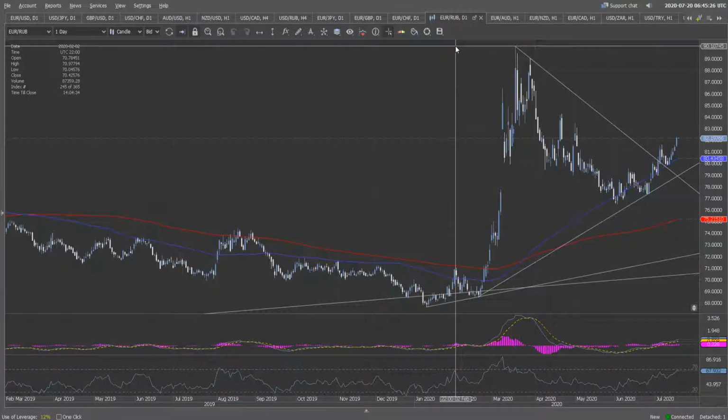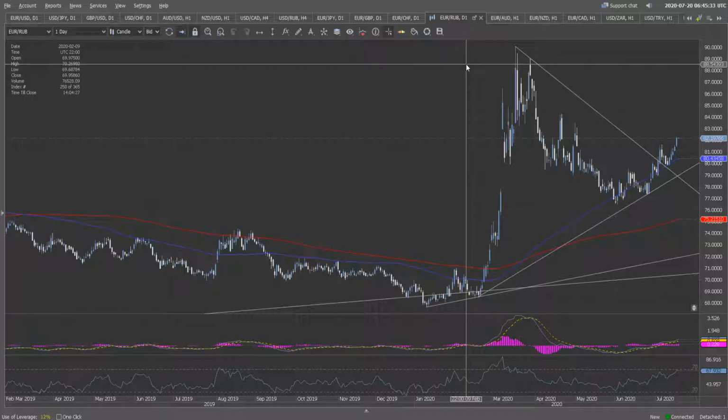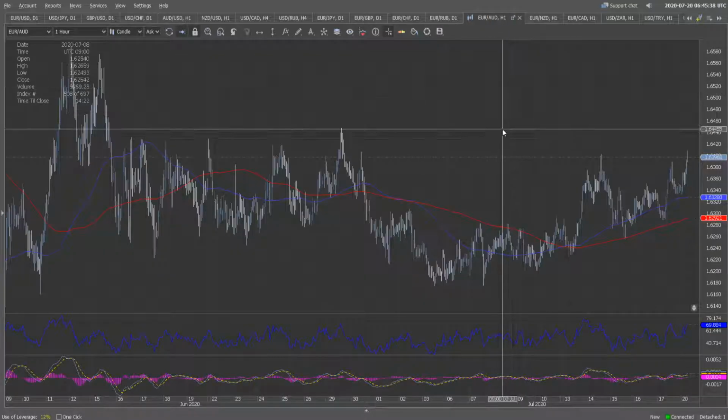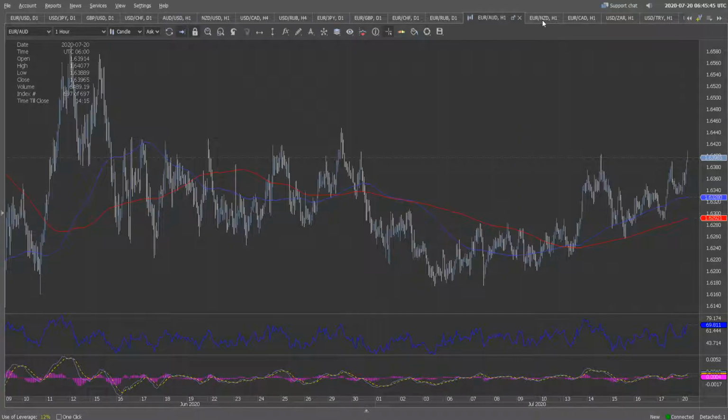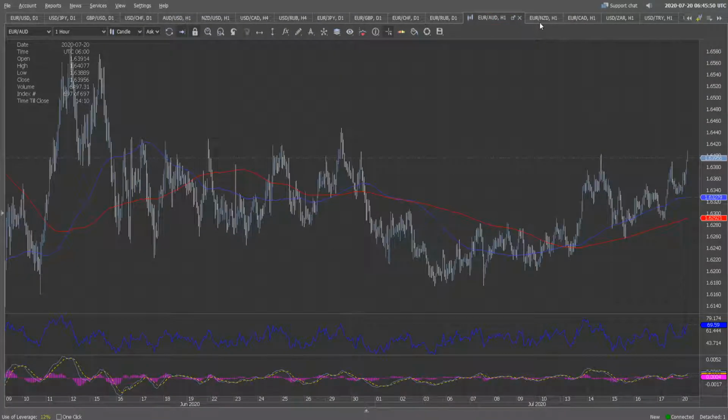Euro dollar, euro ruble. In 15 minutes or so the Russian market will open, so probably it's not the right time to speak about it. Let's see the situation in the Euro Australia. Euro Australia, Euro New Zealand and also Euro Canada, all of these currencies are trading stronger at the moment. That's why we suggest that it's time to look at the daily charts of these currencies.